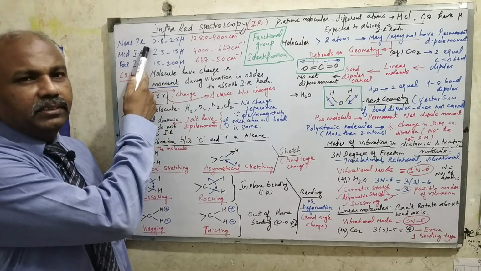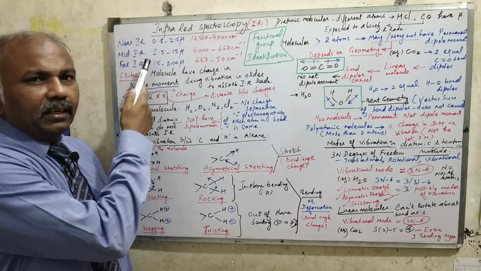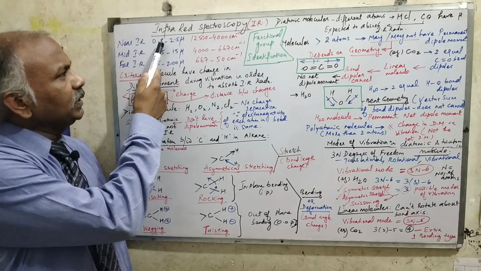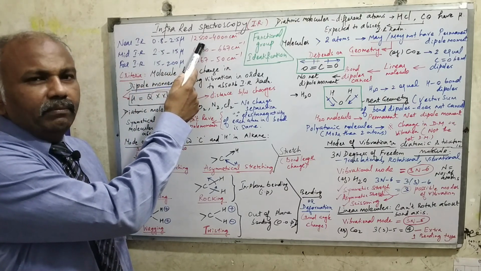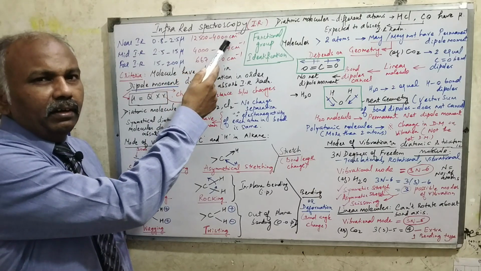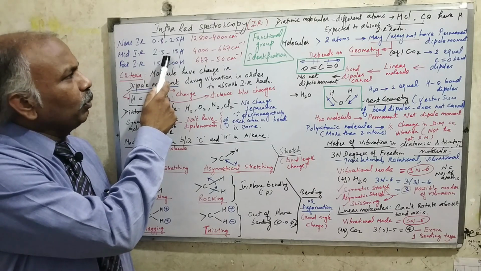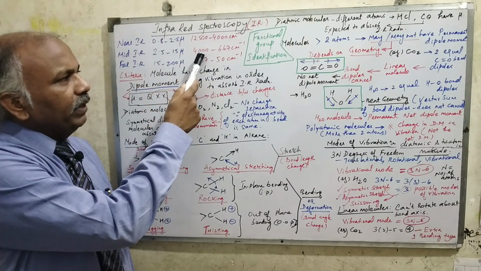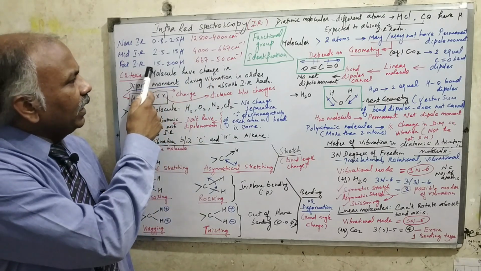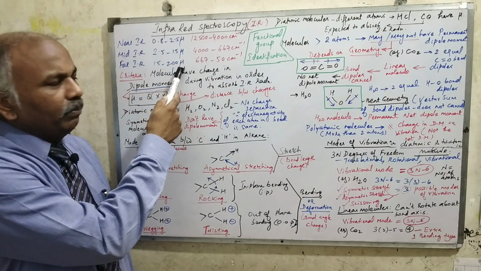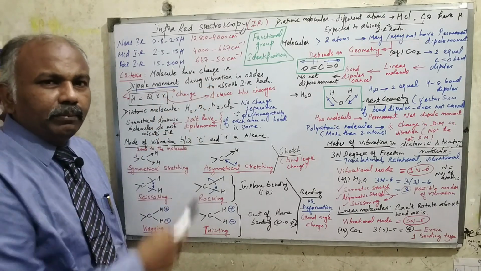One is the near IR region, another one is the mid IR region, and the third one is the far IR region. And the corresponding wavelength is observed as 0.8 to 2.5 micrometer for the near IR region. And in wave number, when we express it, it is 12,500 to 4,000 centimeter inverse. Whereas the mid IR region ranges from 2.5 to 15 micron, and the wave number ranges from 4000 to 667 centimeter inverse. The far IR region is from 15 to 200 micron, in which the wave number comes from 667 to 50 centimeter inverse.